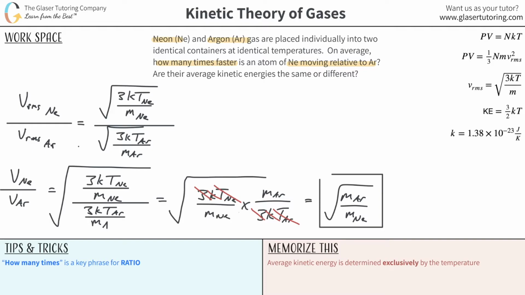Well, either they're going to give it to you, or you might have a periodic table, and you're expected to look up these masses on the periodic table, aka the molar masses. So when you look up neon, I'm going to write it up here, the value you will obtain is roughly 20.18 grams per mole. And when you look up argon on the table, that value is roughly 39.95 grams per mole.